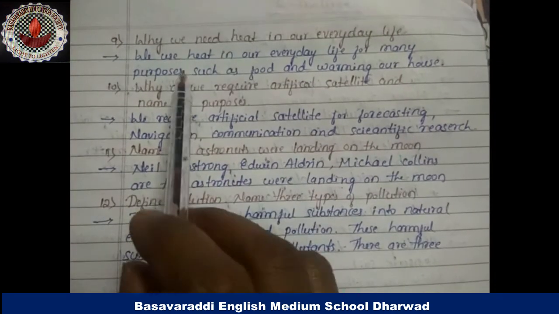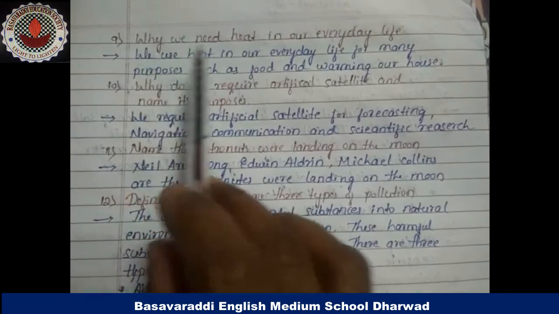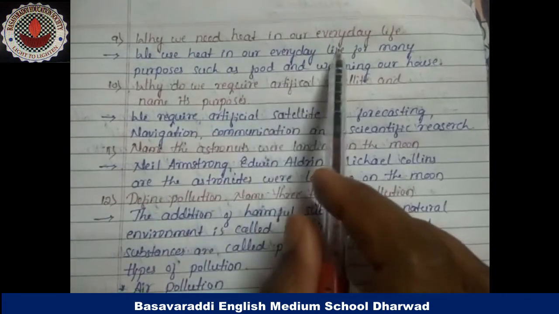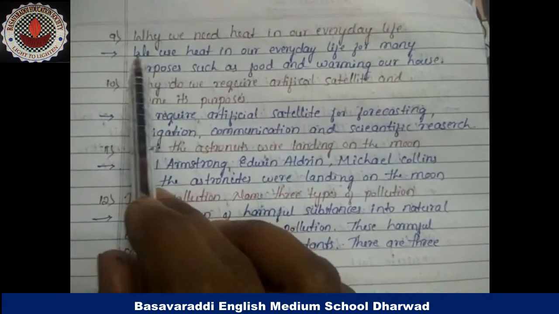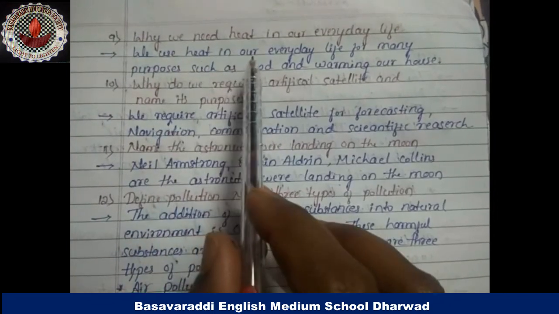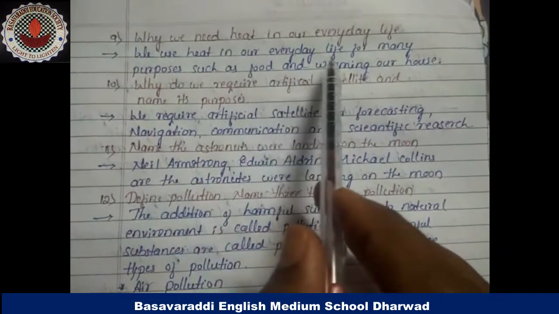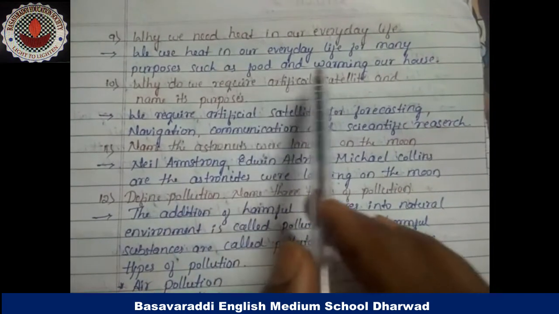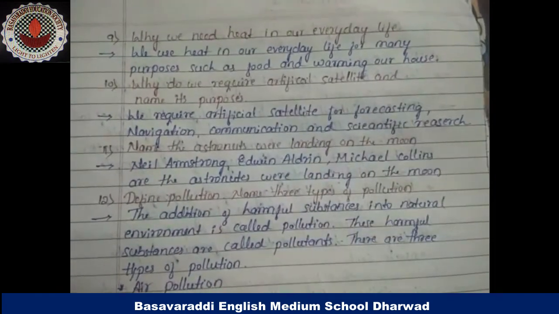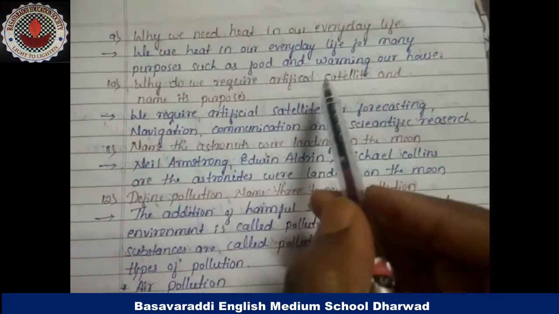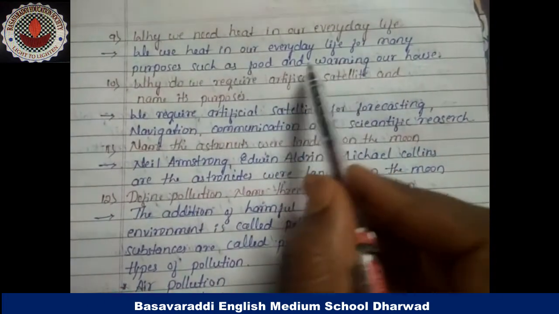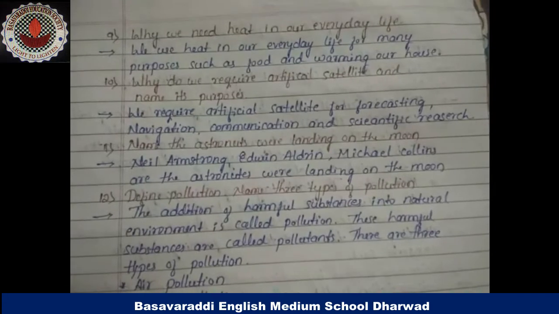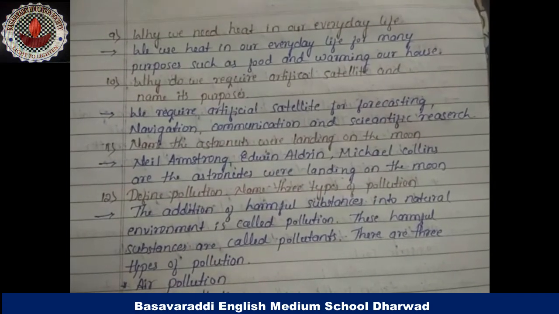Ninth question is, why we need heat in our everyday life? Answer, we use heat in our everyday life for many purposes such as food and warming our houses. Okay, these are the only 2 examples here. The purposes are only 2 here.